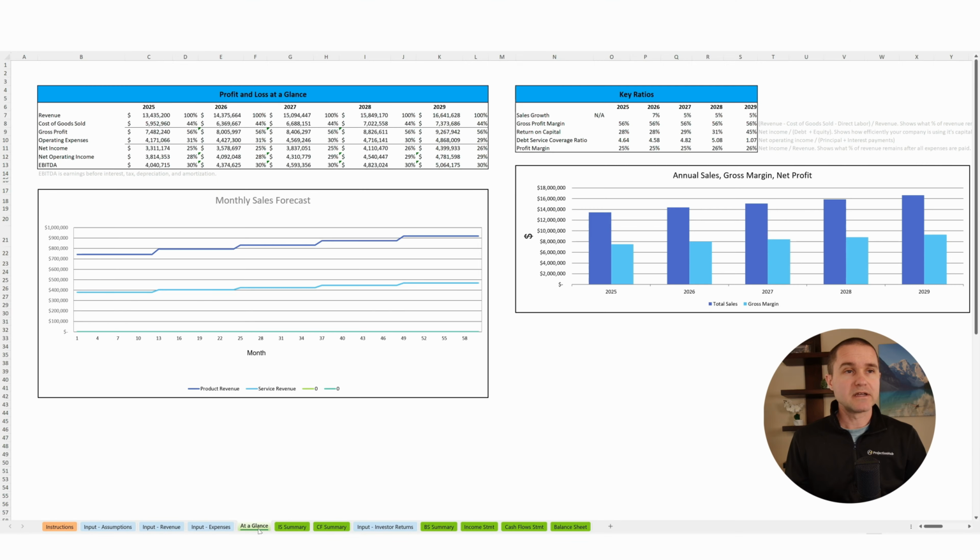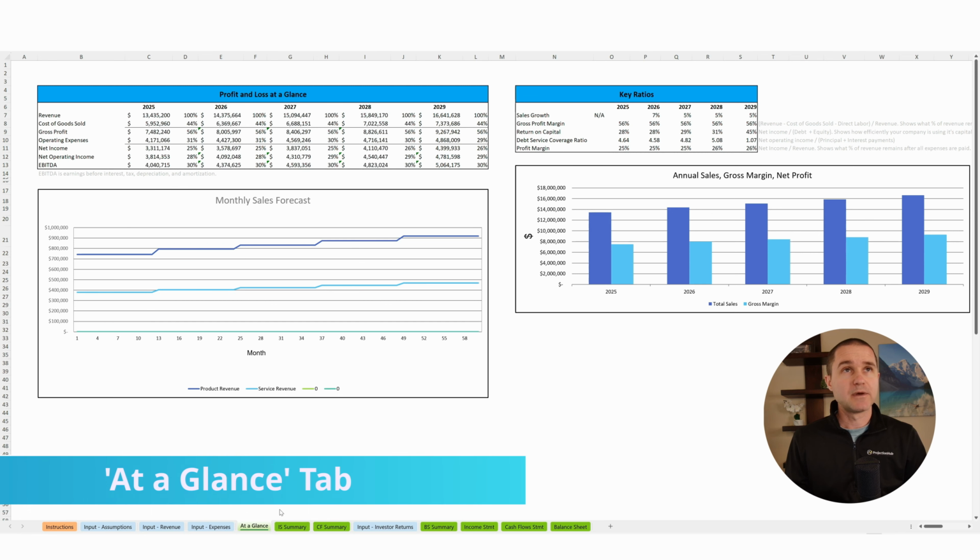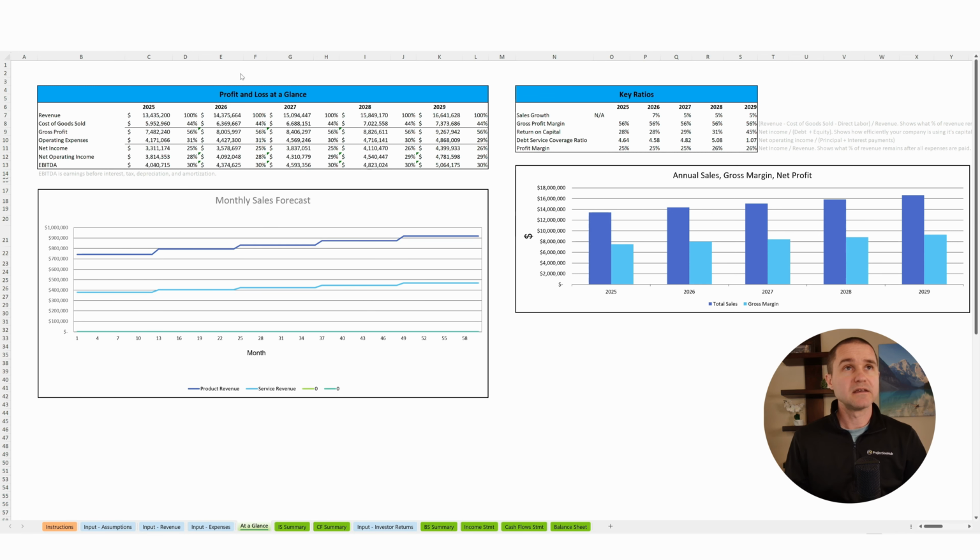So I'm going to start here on the At a Glance tab. This is the profit and loss at a glance. After you've filled out all the input tabs, you're going to get a couple of different high-level graphs, some charts, and tables. And then this key ratio table is going to be important, especially if you're looking to get an SBA loan or other bank financing. They're probably going to expect a debt service coverage ratio of 1.25 or higher.